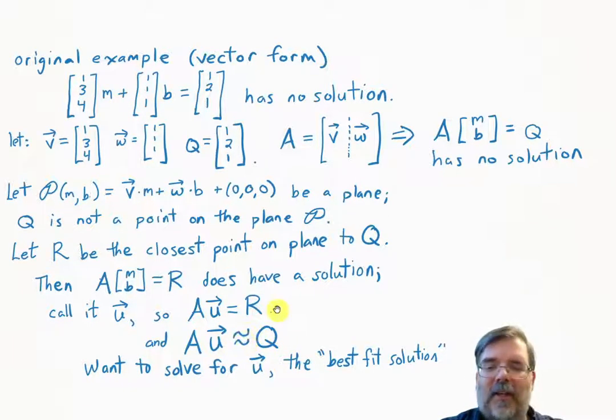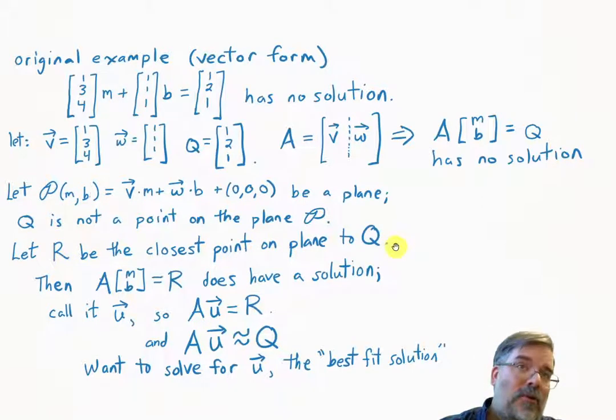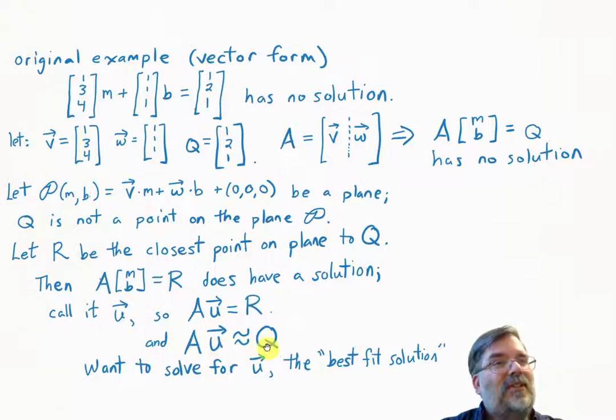Why am I saying approximately here? Well, R is close to Q. If A times U equals R, and R is close to Q, well then A times U is close to Q. It's approximately Q. And in particular, this is what we're going to want to solve for. We want to solve for these values that give us the closest solution. This is our best fit solution, the best values of m and b that we can find so that we get something close to Q. So that's the goal, to solve for U. So now we have to ask ourselves, how do we solve for U?